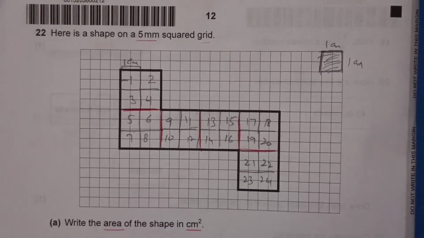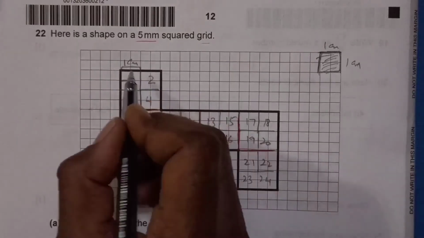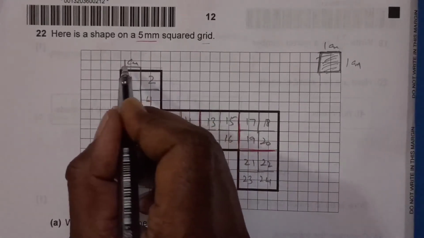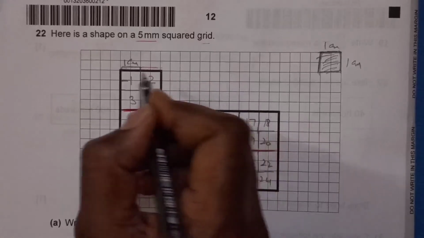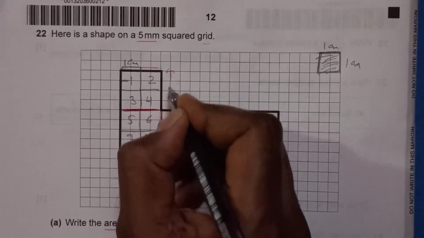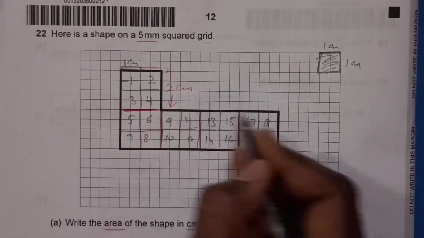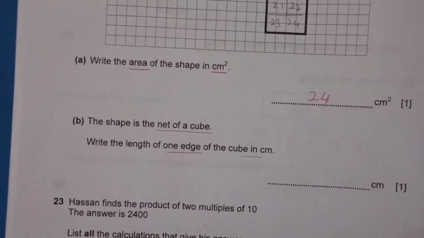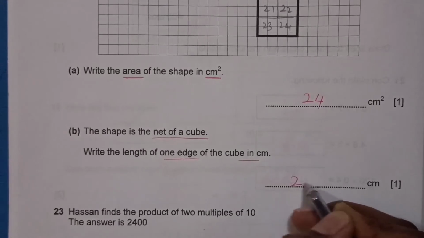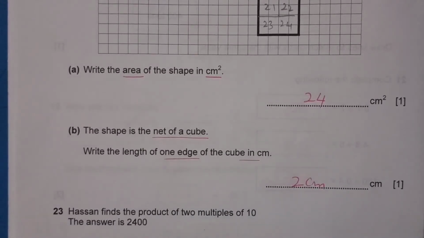So we need to write down the length of one edge. So any one edge, we can see this one here 1 centimeter and 1 centimeter. So this total edge will be 2 centimeters. This is 2, this is 2. All these edges will be 2 centimeters. So the answer will be 2 centimeters.